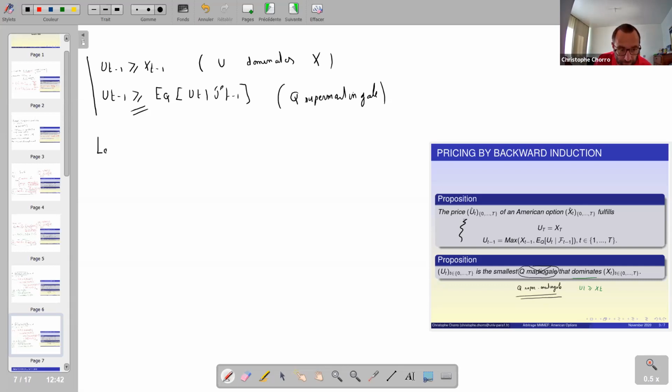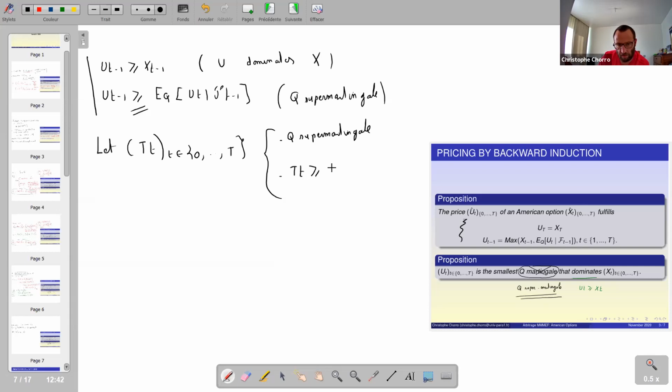So let capital T of small t, t belonging to 0 to capital T, be such that it is a Q super martingale, and T of t is greater than xt at any t. And I repeat that what I want to prove is that T of t is greater than ut for any t.